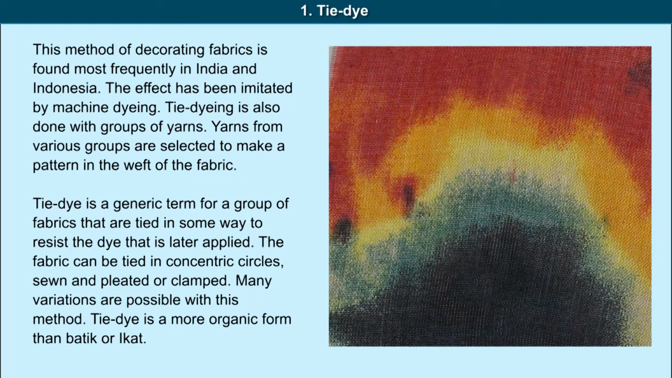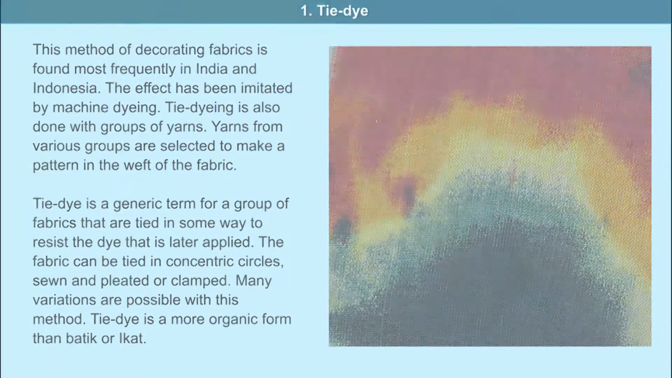Tie dye is a generic term for a group of fabrics that are used in some way to resist the dye that is later applied. Fabric can be tied in concentric circles, sewn and pleated, or clamped. Many variations are possible with this method. The tie dye is a more organic form than batik or ikat.